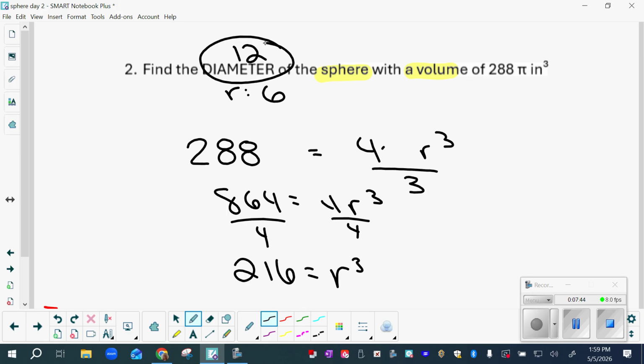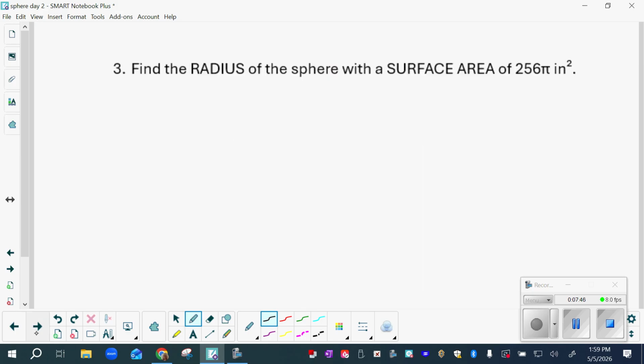Okay, on the next one, guess what we're doing? We're changing up our formula. Be careful. Take note of this. A sphere with surface area. Here's your sphere. Wait, the formula is 4 pi r squared. Oh, yeah. This, the formula. Like the first one.